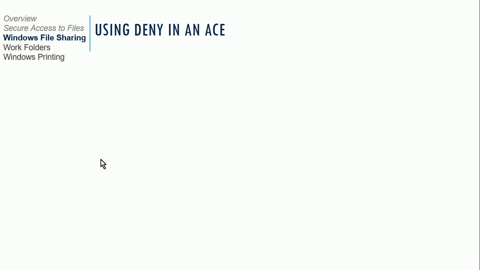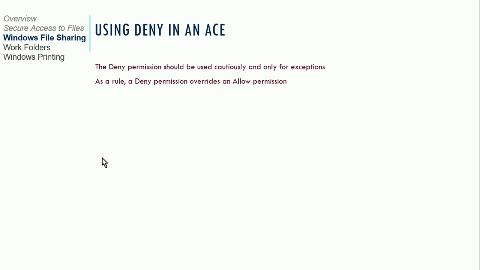Before we go too far here, we already talked about file permissions, and something that's unique to file sharing is how you can set up deny in an access control entry or access control list for file sharing. So, deny permission. Basically, what that means is you can apply a deny to a folder. That way it denies access to a folder to a certain resource or a certain object or entity on the network. The deny permission should be used cautiously and only for exceptions to the rule.